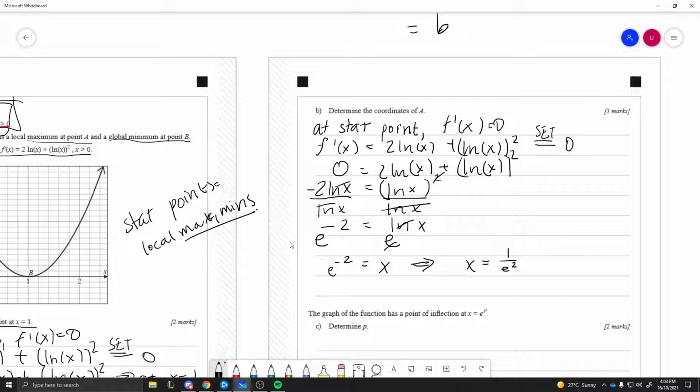And the reason I do this double arrow kind of thing is I'm just showing it's continuation, I guess, because I don't want to go whoop. So yeah, just continuation. X equals 1 over e squared.